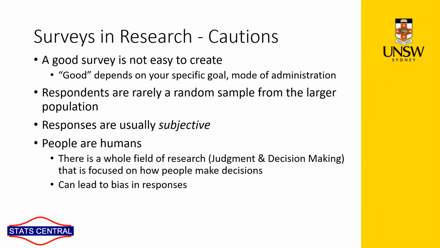and ways of responding. Because people are humans, and humans do some really strange things or things that you may interpret as strange. And there is an entire field of research, judgment and decision making, that's focused on how people make decisions and how they respond to questions and situations and uncertainty. And all of these things can combine to lead to bias in responses. But the good thing is, there is a lot of research on how to reduce that bias. And I'll talk a little bit about some of those techniques today.